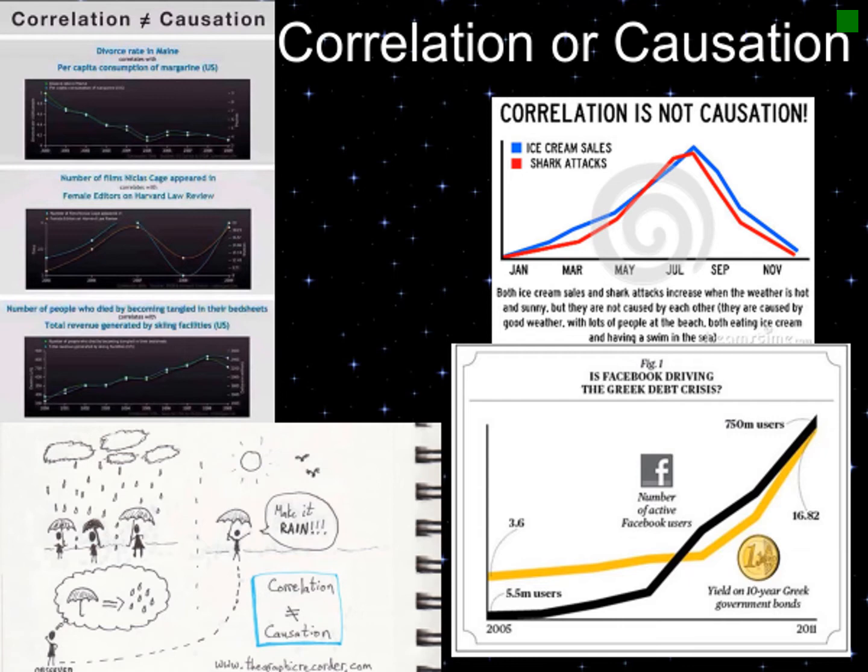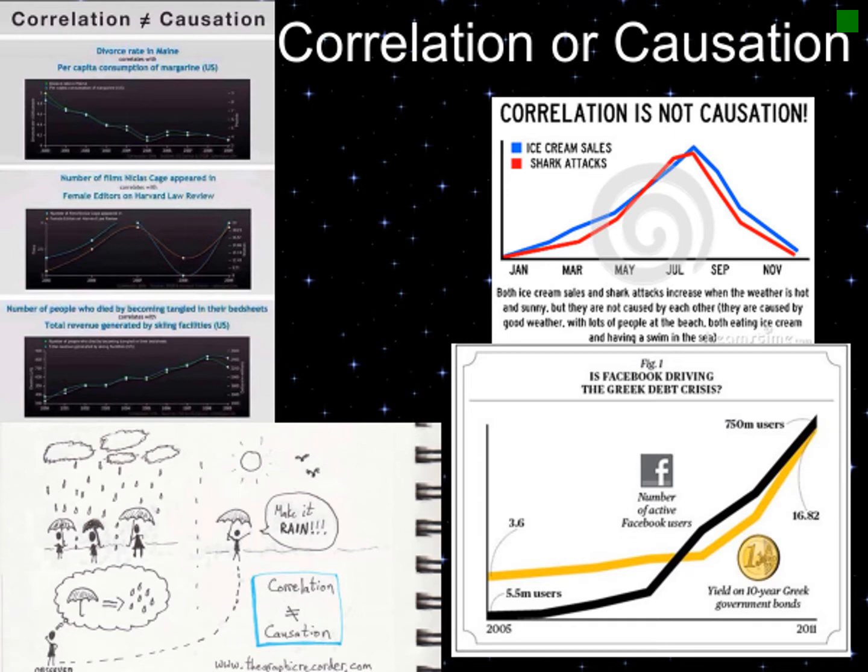So here is the umbrella. Notice every time someone has an umbrella out, it's raining. So do the umbrellas make the rain happen? Of course not. You bring it out because there's rain.